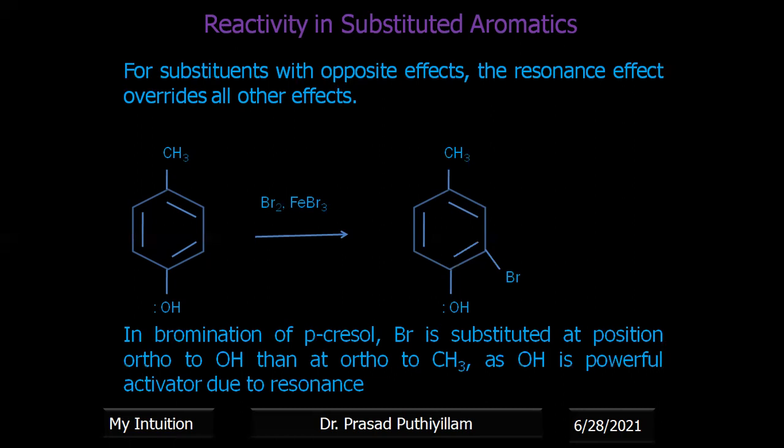Bromination of para-cresol. Bromine is substituted, or I said hydroxyl toluene, that is not the correct name. We call it para-cresol. The common name of this particular compound is para-cresol.